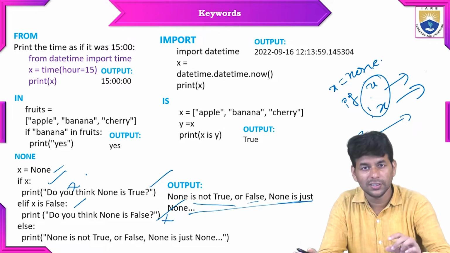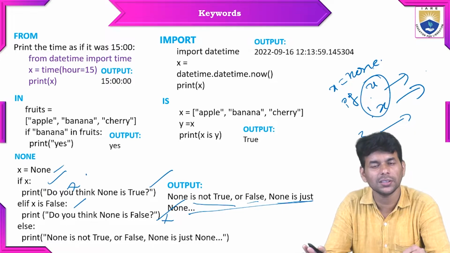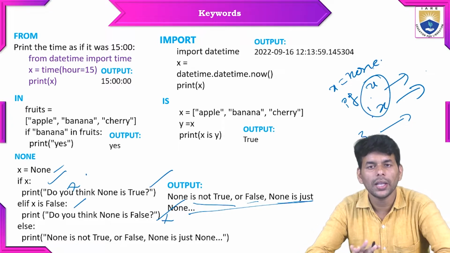What I am saying here is None is not a true value. None is not a false value. None means just None. That's it. There is no value at all. So this is about the None keyword.